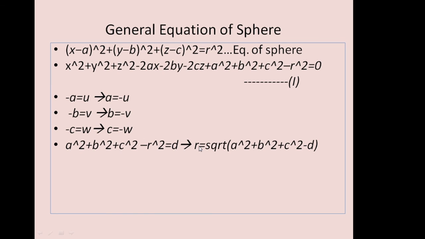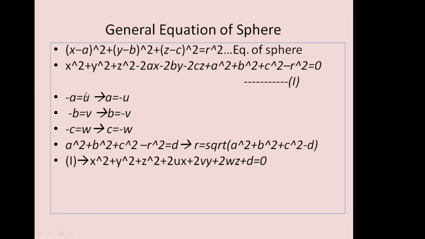Solve this equation for r. So we'll get r equals the square root of a square plus b square plus c square minus d. Here we consider the positive square root of this number because we know that the distance r is always positive, which is the radius of the sphere.